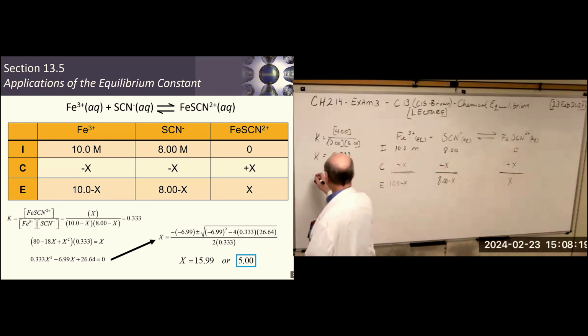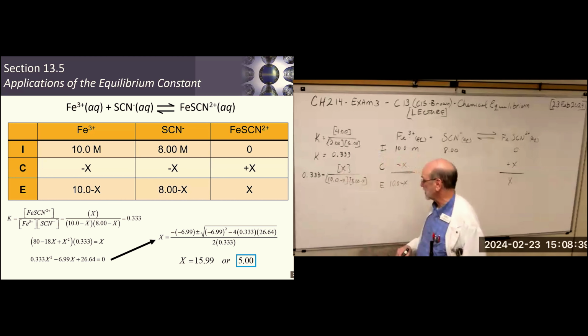All right, so this 0.333 is going to be equal to x divided by 10 minus x times 8 minus x. And we just solve for x.